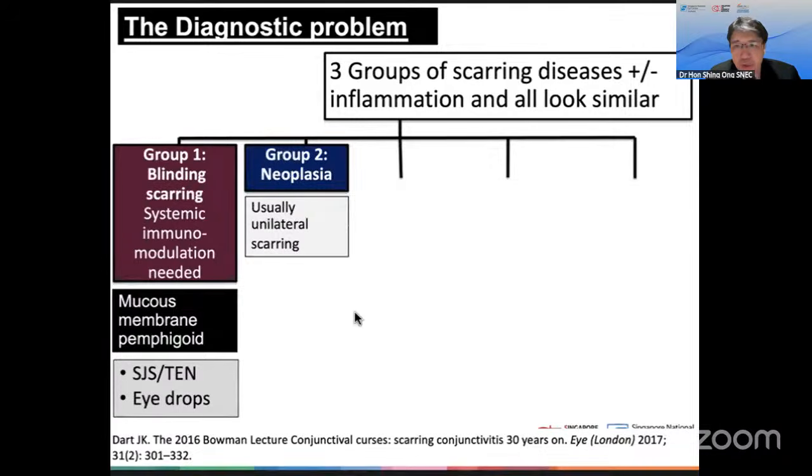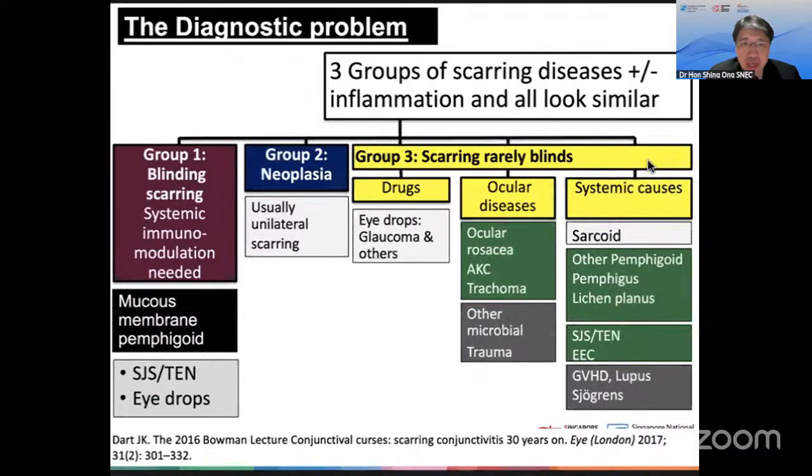The second group are those with ocular surface neoplasia, and they can mimic pemphigoid, although they are often but not always unilateral. Treatment may be delayed if they are misdiagnosed as other causes of cicatricial diseases. And the third group are those that have been previously termed pseudopemphigoid.